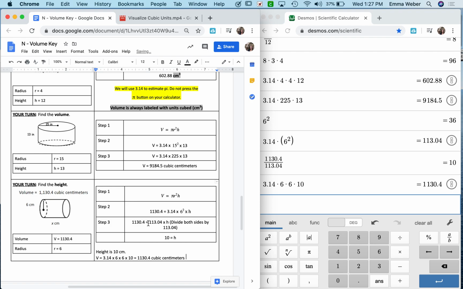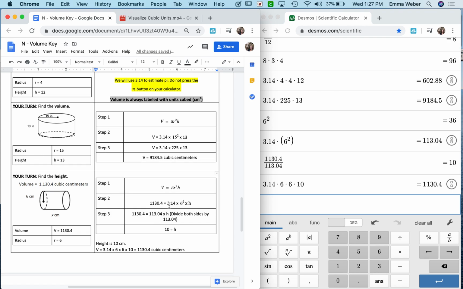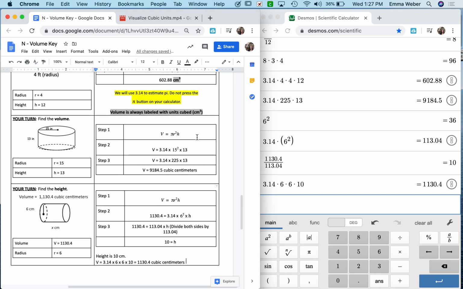So there's your introduction on how to do volume problems. Please use the Desmos calculator while you're doing the rest of your work. Remember to continue using 3.14 for pi, and always label your answers as cubic centimeters or centimeters cubed.